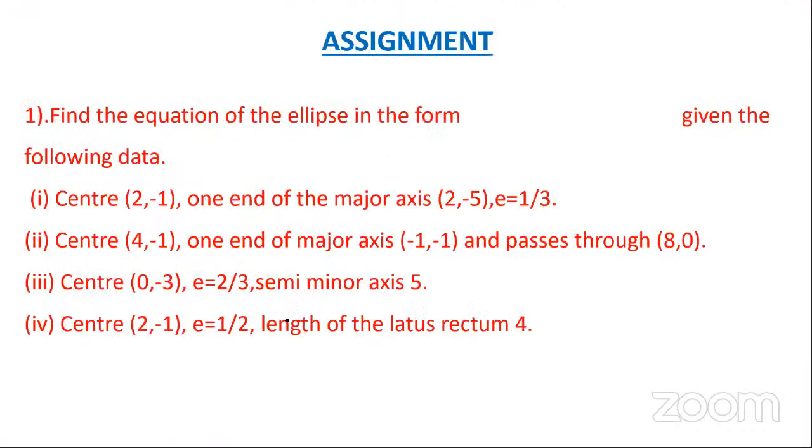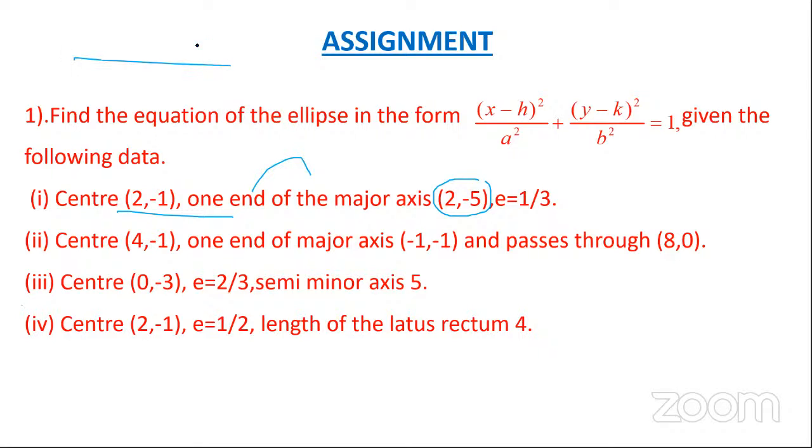And this is the assignment for today. (x - h) whole square by a square plus (y - k) whole square by b square equals 1. Given the following data, the center is (2, -1) and the point (2, -5), which means one end of the major axis is given. You have to find this value, which is nothing but a.